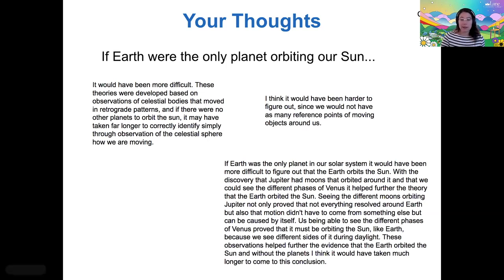And then I really liked, this is very long, so I'm sorry that this text is really small, but someone mentioned all of the pieces of evidence that we would not have been able to observe. The phases of Venus, well, if we didn't have any neighboring planets, we wouldn't have any phases of other planets to observe. So all of these pieces together, I think it would have been pretty difficult to figure out the structure of our solar system. It might have taken a lot longer. So thanks for your thoughtful responses there.